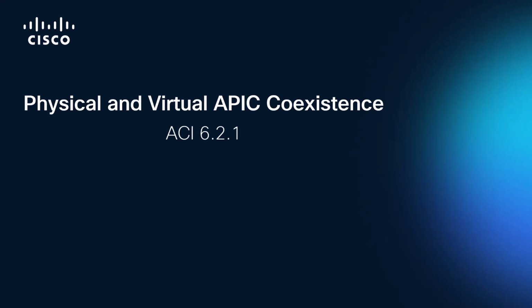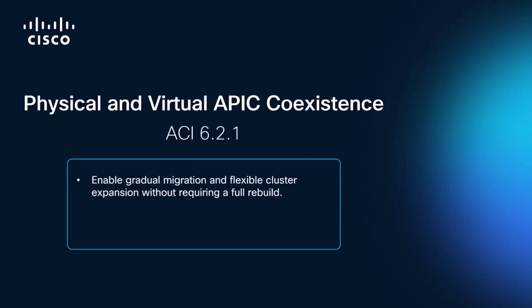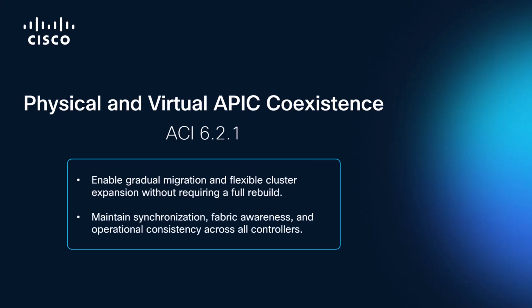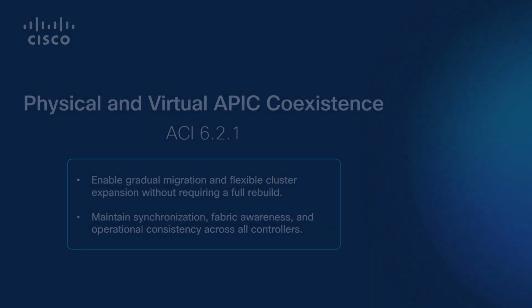With this, the environment now consists of both physical and virtual APICs operating together within a single cluster, maintaining consistent control and visibility across the fabric. This approach allows clusters to be expanded or transitioned without requiring a full rebuild, enabling gradual migration and more flexible deployment strategies. This demonstrates how Cisco ACI 621 enables cluster expansion through physical and virtual APIC coexistence, while preserving synchronization, fabric awareness, and operational consistency.